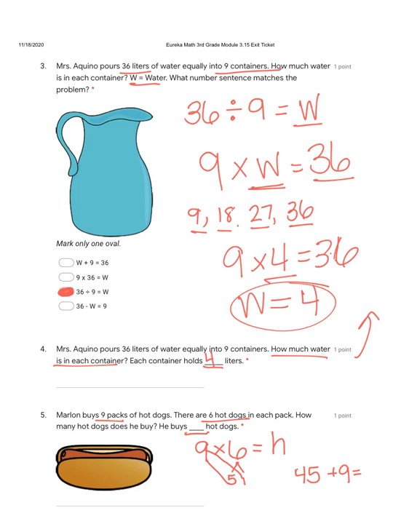But in one of our previous exit tickets, I believe it was yesterday, we learned to add 9. The easiest way is to add 10 and then subtract 1. So 45 plus 10 is 55. 55 take away 1 is 54. So how many hot dogs does he buy? He buys 54 hot dogs.